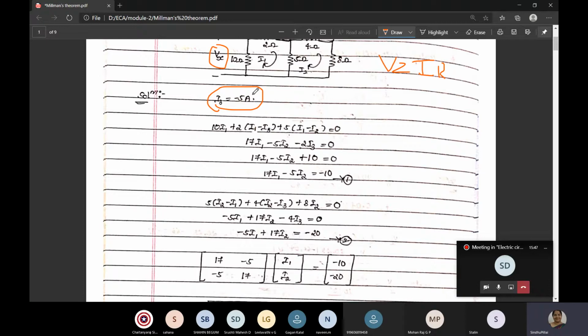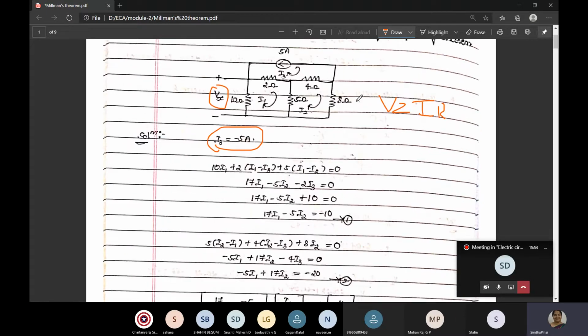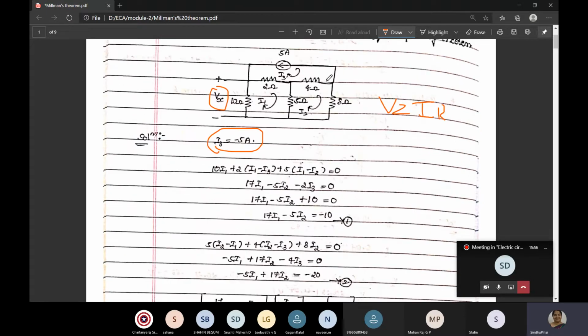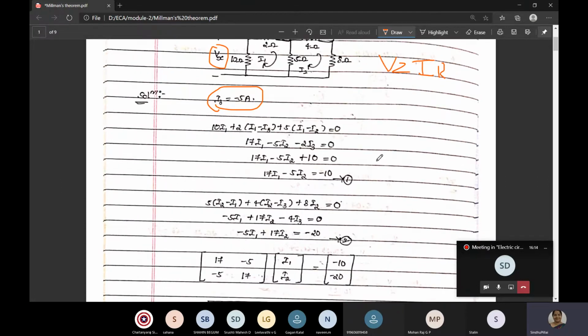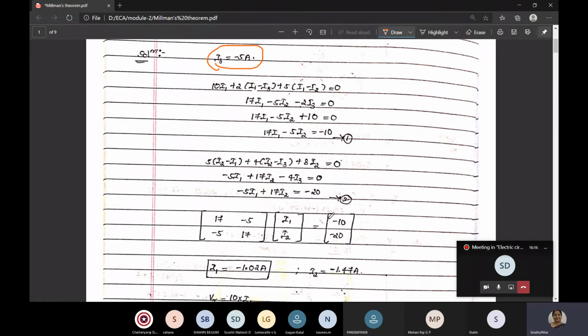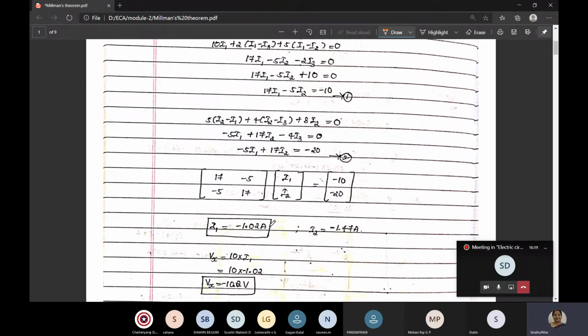So the equations are written for both loop 1 and loop 2. Loop 2 is 5 into I2 minus I1, plus 4 into I2 minus I3, plus 8 into I2. Whichever loop equation you write, that current should be written first. When you write for loop 1, I1 should be written first, and when you write for loop 2, you have to write I2 first. Substitute the value for I3 and you will get two unknowns, I1 and I2, in the equations. Put them in determinant form and find out I1 and I2.